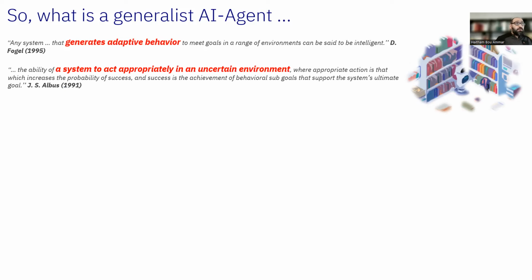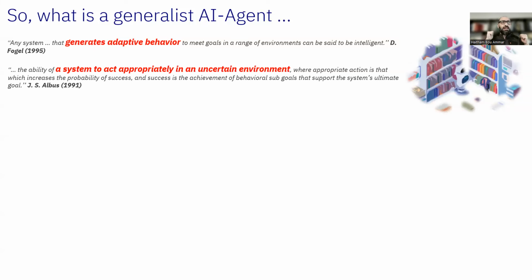In 1991, prior to Fogel, Albus defined the AI agent as a system that can act appropriately in uncertain environments. So we have a system which is acting in an uncertain environment. The environment is not known a priori. We cannot code all the possible things that could happen in that environment. And now we have that system acting in that environment, and it needs to take actions appropriately in order to do well in that environment.